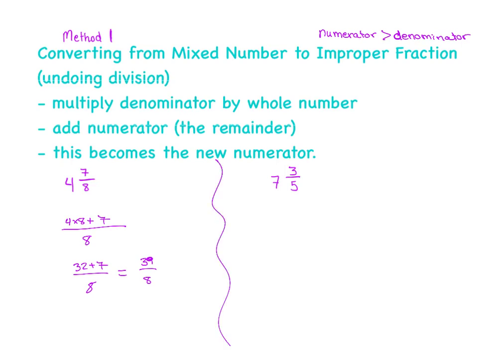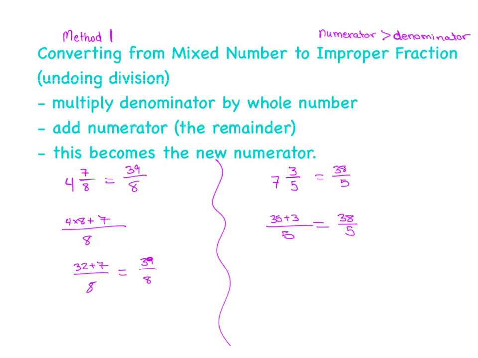All right, so let's convert 7 and 3/5. What do I do first? 5 times 7. Okay, so 5 times 7 gives me 35, right? And what am I going to do to that? Add 3 to it. So now this fraction becomes 38 over 5, and that's what it is equal to as an improper fraction. Questions?